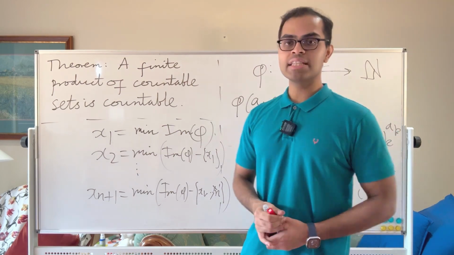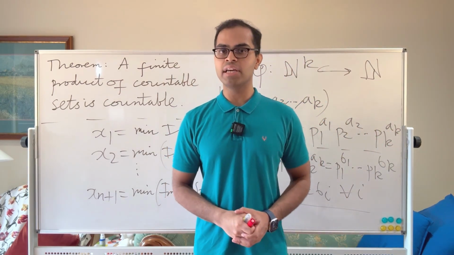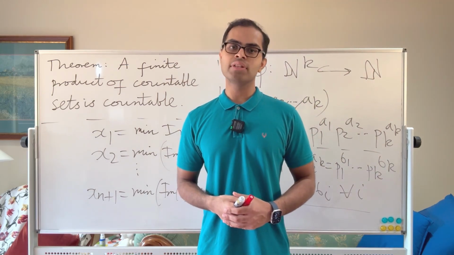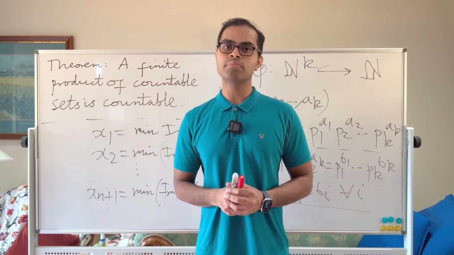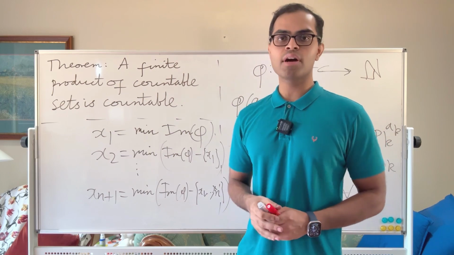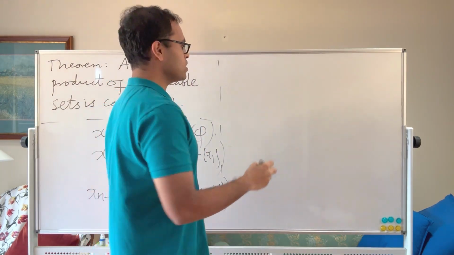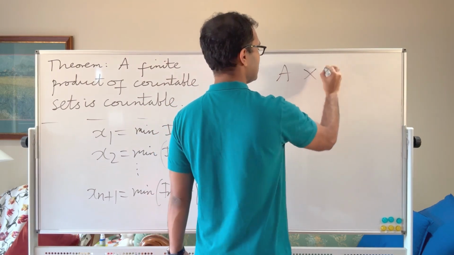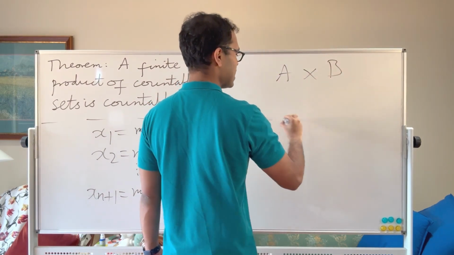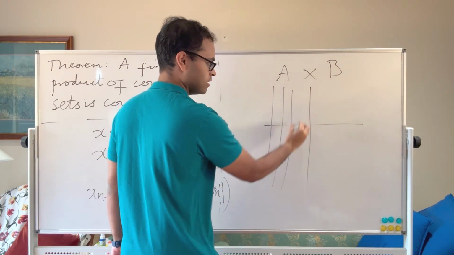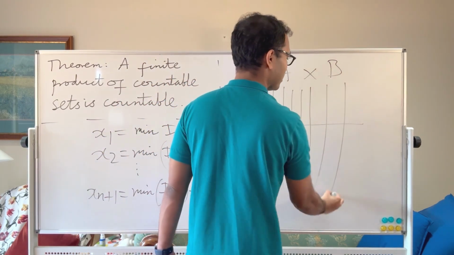The usual argument in set theory, which I'm just going to share with you briefly, is that you can do an induction. You just have to show that the product of two countable sets is countable. If you think about the product of two countable sets A and B, and I'm going to do that on this side of the board, you can write A cross B by looking at these vertical slices. These are like the lines parallel to the y-axis.